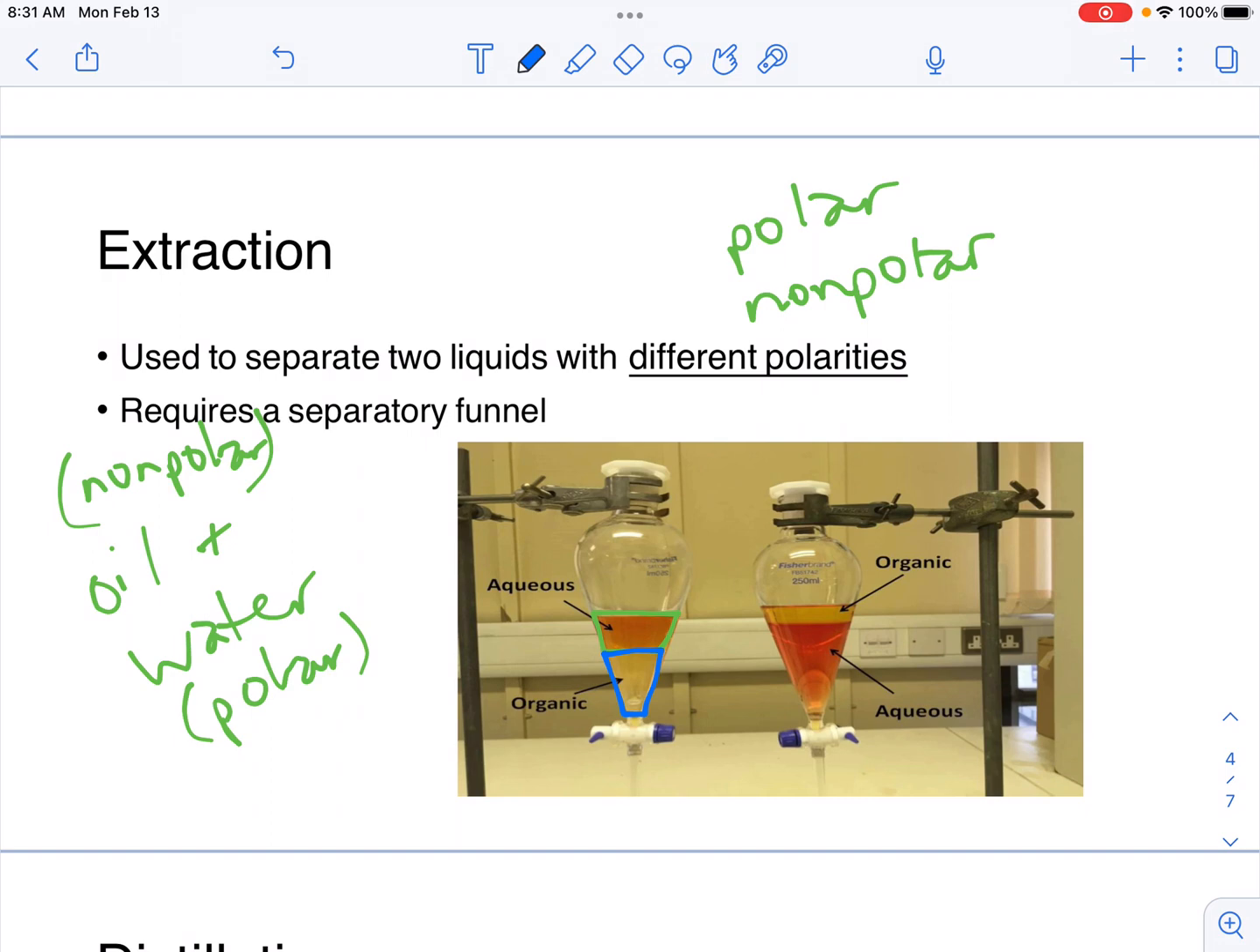You guys have seen this. If you left a bottle of salad dressing and it separates into its oil and water, obviously we're not trying to recover one from the other there, but you've seen those different polarities. One floats on top of the other due to their density.